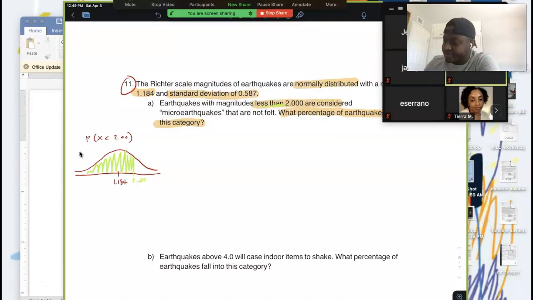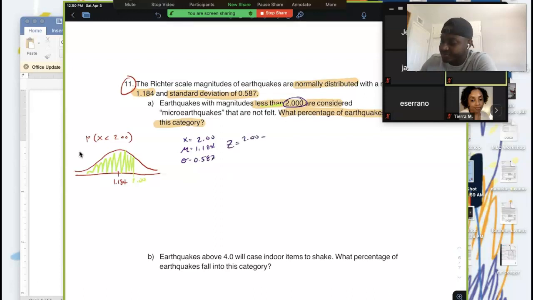So we're going to standardize it. Notice that it doesn't tell us a number of earthquakes, so we don't have to worry about it being a group. It just says earthquakes with magnitude, so we're just going to treat it as a single. So we'll have X, then we need our mean, and then we need our standard deviation. So our X is 2.0. The mean is 1.184. Standard deviation is 0.587. And we're going to plug all that in.